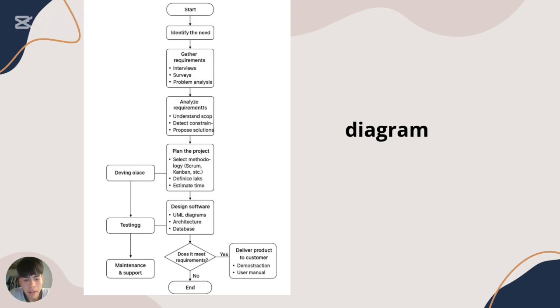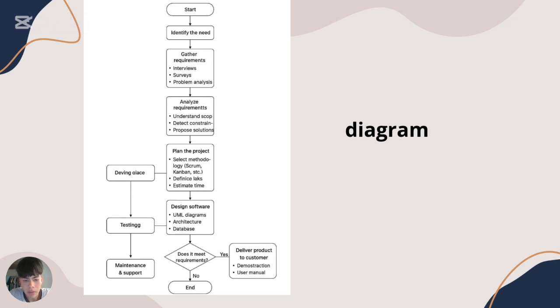10. Maintenance and support. Finally, the process ends with maintenance and support. Here we fix bugs, update the system, and ensure the software continues to function properly over time.